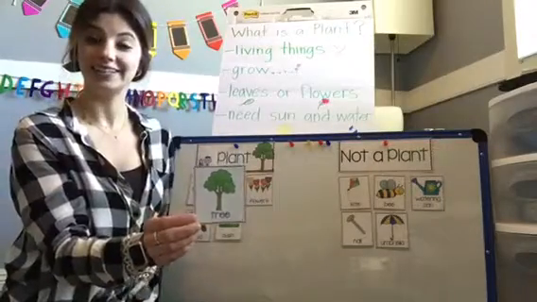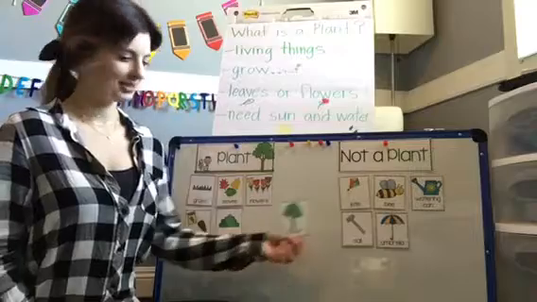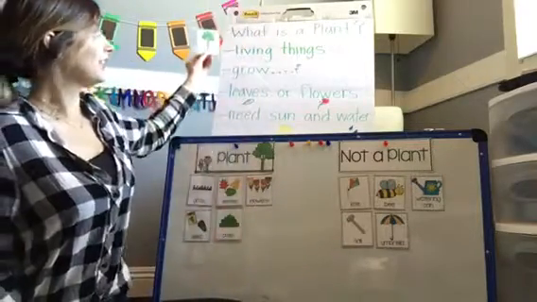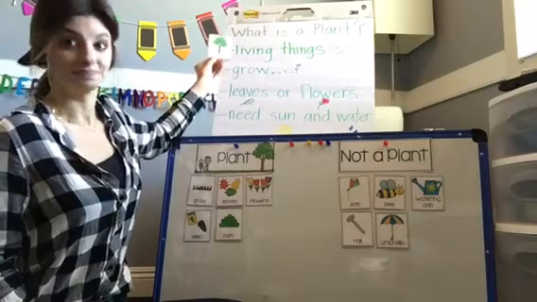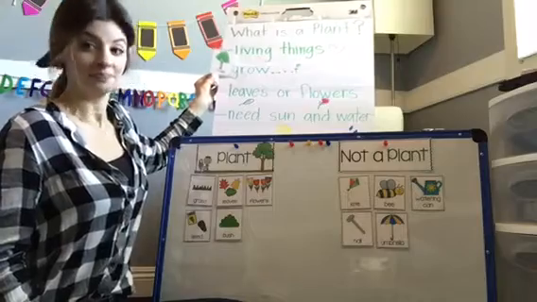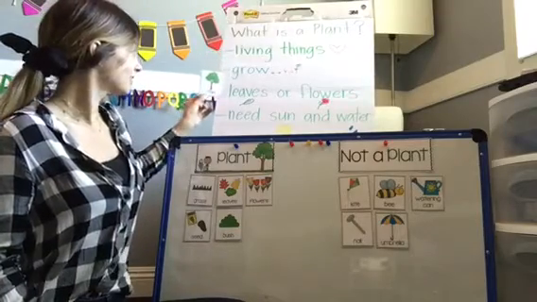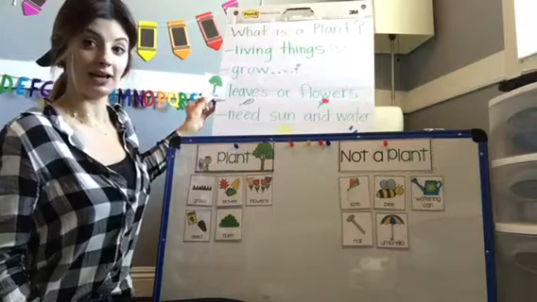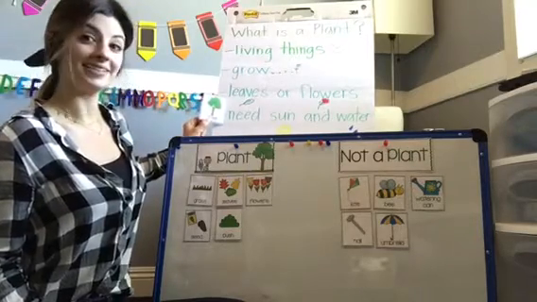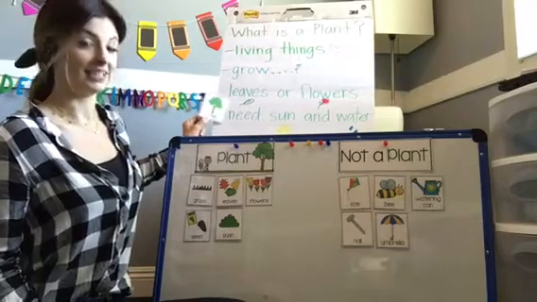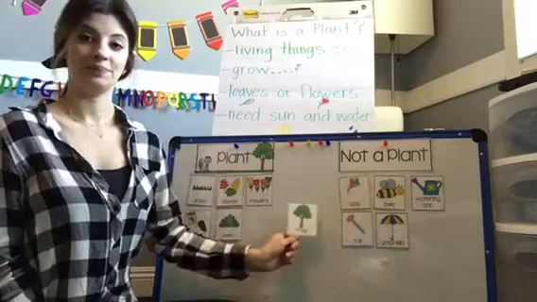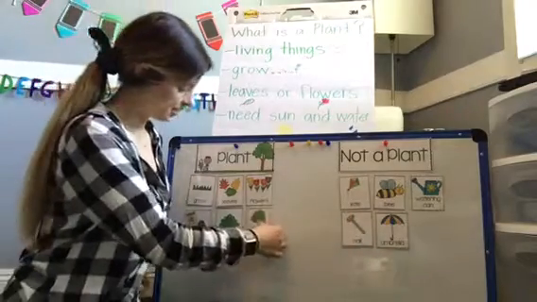A tree. Is a tree a plant or not a plant? Is a tree a living thing? Yes. Does a tree grow? Yes. Does a tree have leaves or flowers? Yeah. Does a tree need sun and water? Yes, it does. So is a tree a plant or not a plant? Good. A tree is a plant.